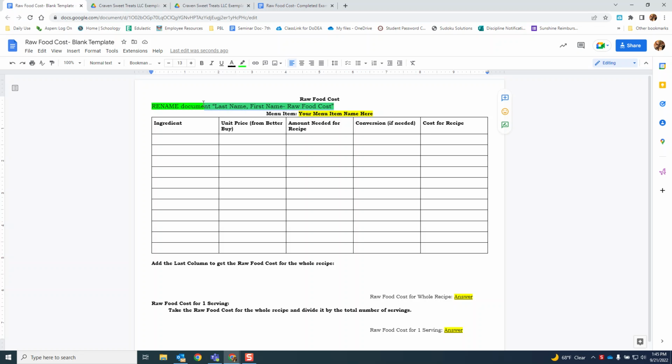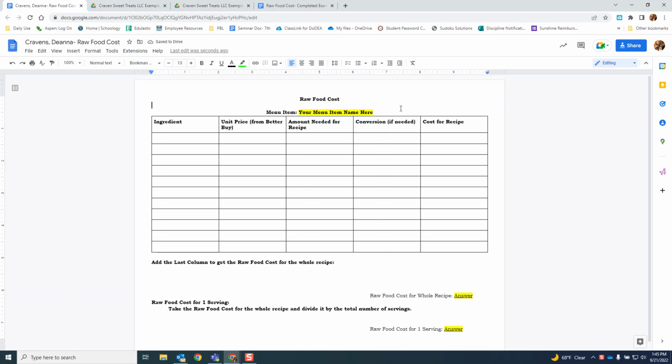Rename your document. You're going to do last name, comma, first name, raw food cost. So I'm going to copy that, paste it at the top, and change it to your last name. I'm putting Cravens, comma, Deanna; you put your first name, and then raw food cost. Once you have done that, delete out that green.